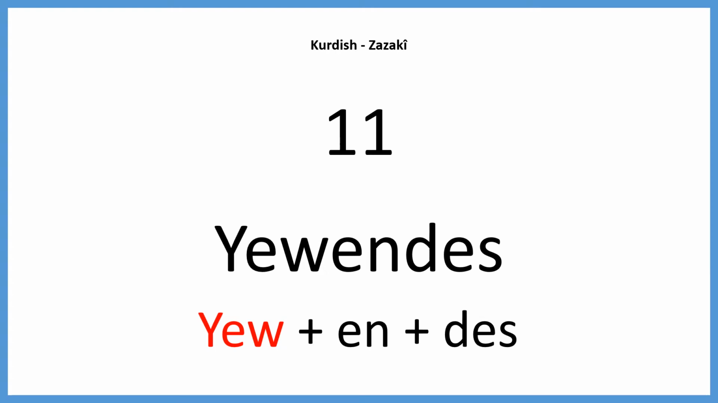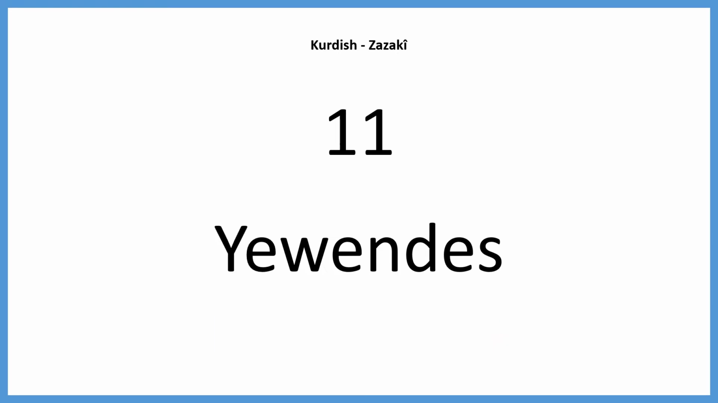When looking at the numbers from 11 to 19, the number 11 follows a unique rule. The word starts with yeo, meaning the number 1. The word ends with des, meaning the number 10. Yeo and des are joined together with the sound n. Since the number 11 is formed by adding 1 and 10 together, it makes sense that the numbers 1 and 10 form parts of a word that represents the number 11. So, 11 would be yewendes.